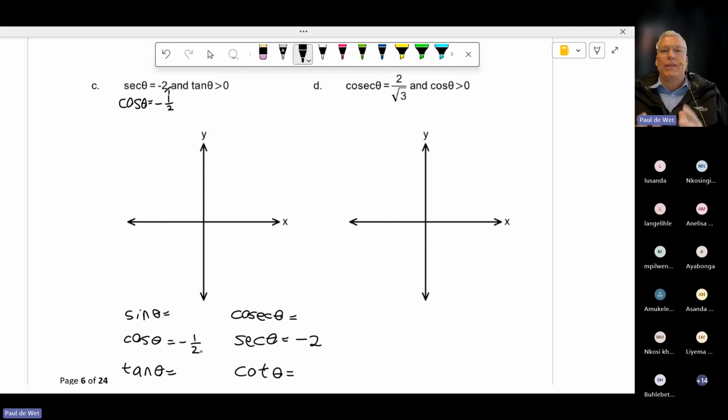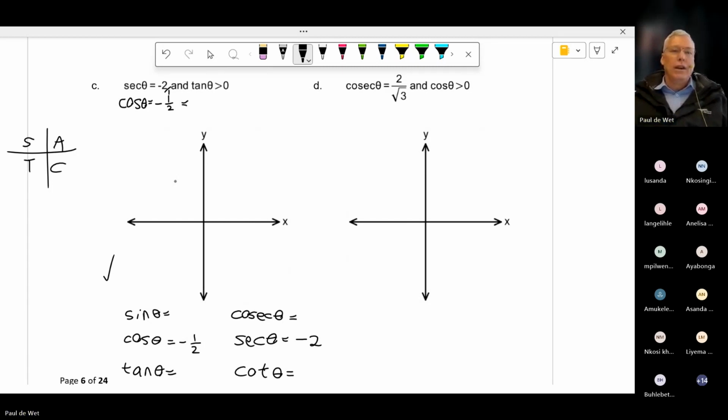The first thing you must decide is which quadrant are we in? I don't think we're in quadrant 4. Okay, guys, all sine, tan, cos. We want cos to be negative. We want tan to be positive. So we're in quadrant 3. Now, what is cos? Is it r over y? Is it y over x? Is it x over r? Is it x over y? What is cos? X over r.